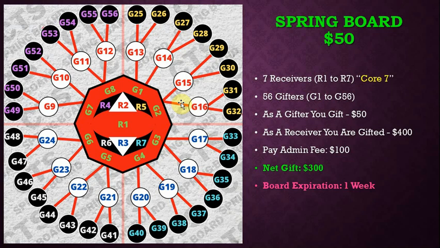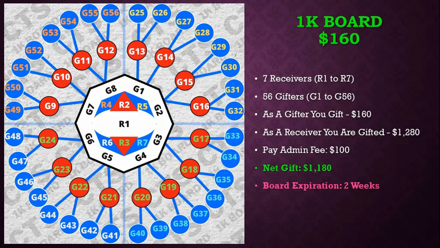So the board after this is 1K, right? And the gift for a 1K board is $160. 1K board of $160. That's what you gift. Again, on this board we have 7 core members who are receivers, R1 to R7, and we have 56 gifters from G1 to G56. And as a gifter, you gift $160.